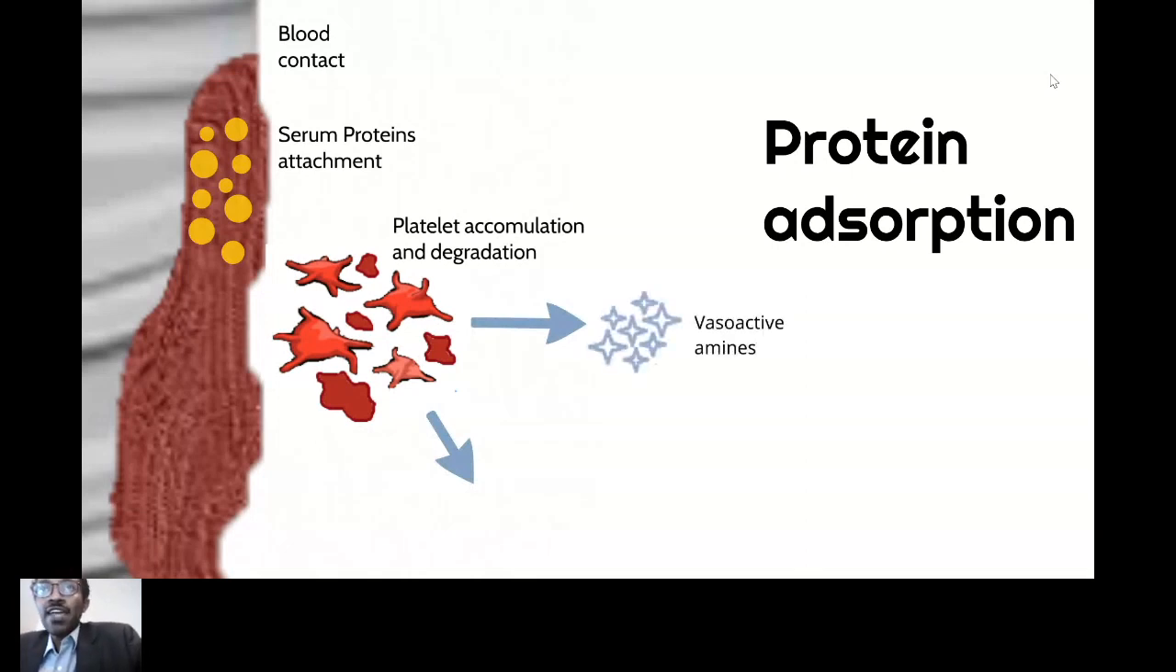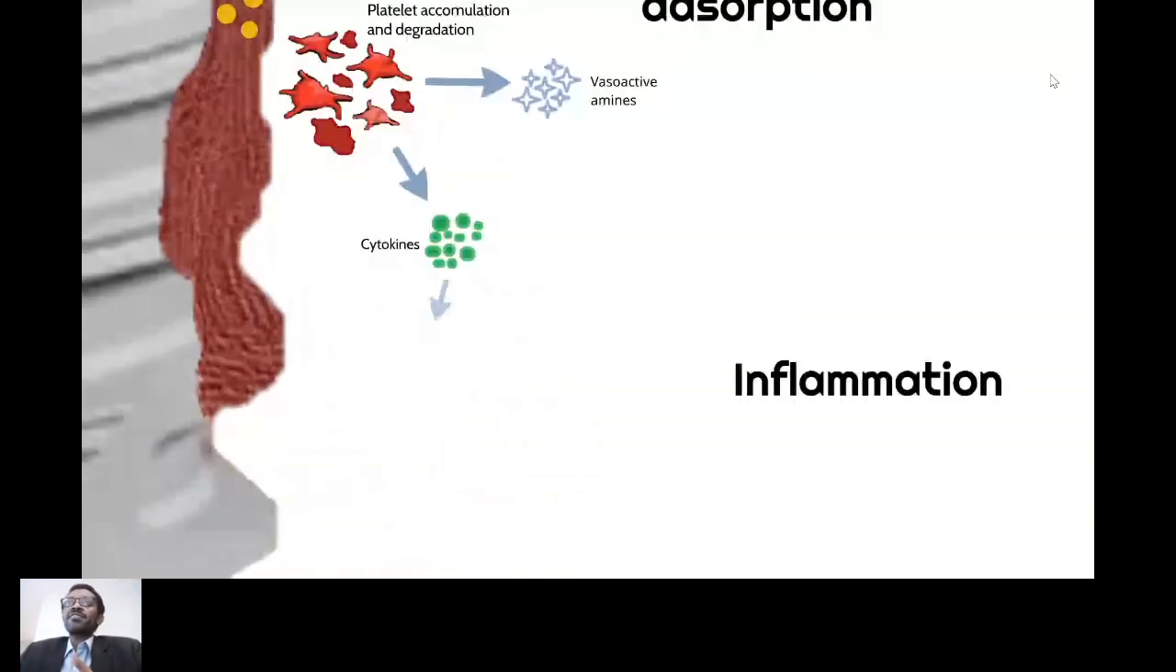These platelets start secreting different things like vasoactive amines, which increase the permeability of the vessels. So now more things can go in and go out. And then they also secrete cytokines and inflammatory mediators. This is basically the second stage.